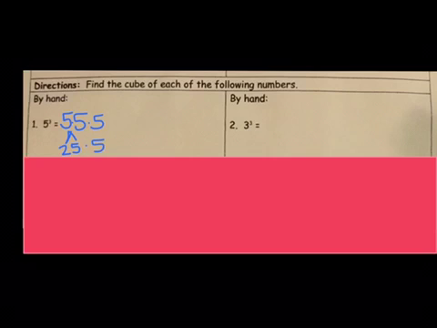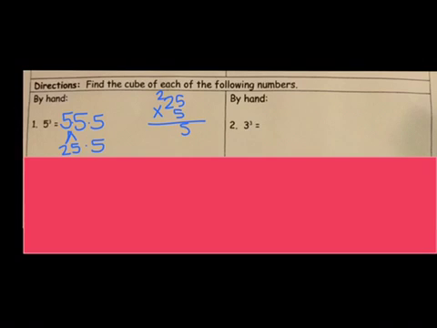25 times 5. I like to think of this using quarters. If I have 5 quarters, how much do I have? 4 gives me $1, 5 gives me $1.25. But if you don't know that, we can go off to the side. 5 times 5 is 25. 5 times 2 is 10, plus 2 more is 12. So we get 125 is our answer for that.